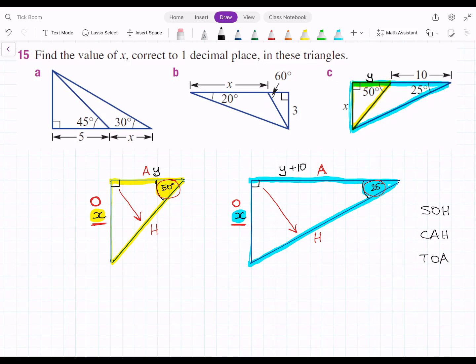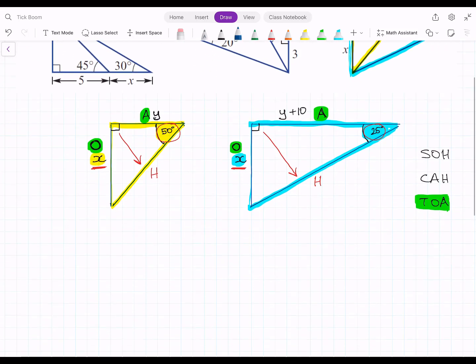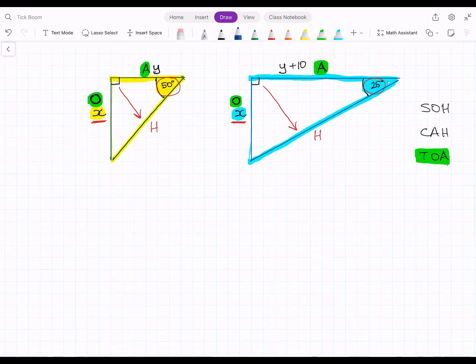And now we can see that really we're dealing with the sides that are opposite and adjacent to the angles that we've been given in both of the triangles. So the ratio that involves both the opposite and adjacent sides is the tangent ratio. So it's the TOA part of SOHCAHTOA that's going to help us here. So as a first step, what we'll do is we will write out the equation for each of these triangles and then see if we can do something to work out the unknown value of x.